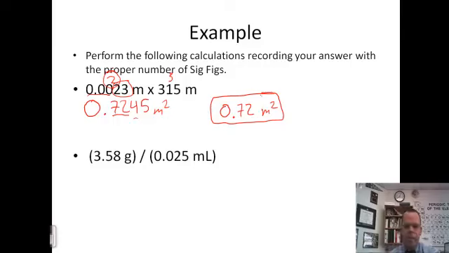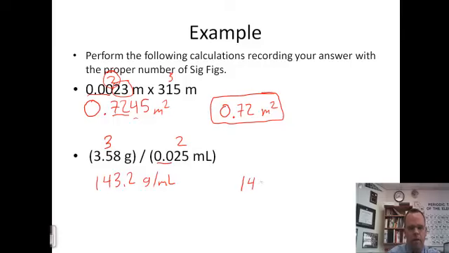The second one, a division problem. 3.58 divided by 0.025. Mathematically, in my calculator, the answer is 143.2 grams per milliliter. Units are very important. I must keep the units. Now I have to look at significant figures. This number has 3. This number has 2. These two zeros are leading, not significant. So once again, I have to round to 2 significant figures.